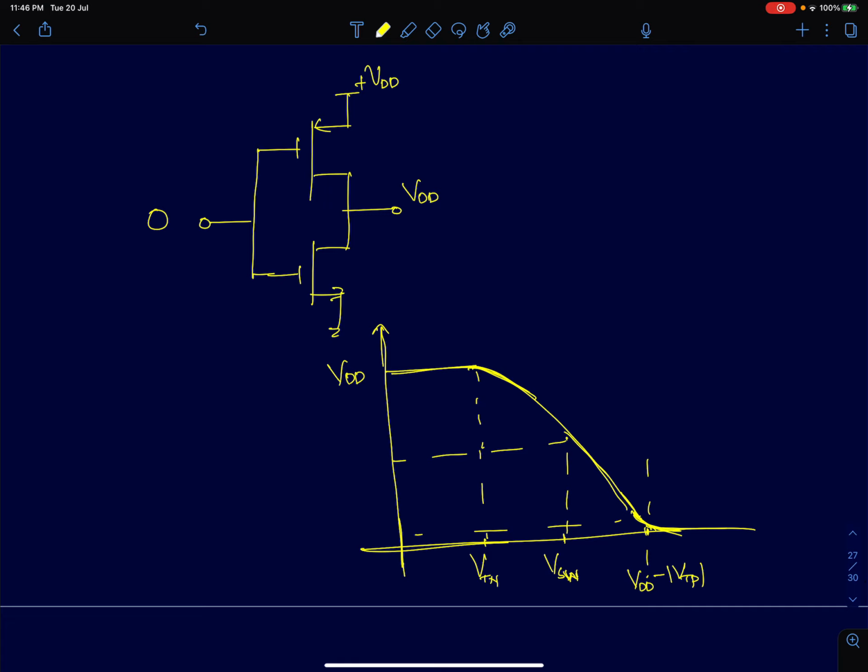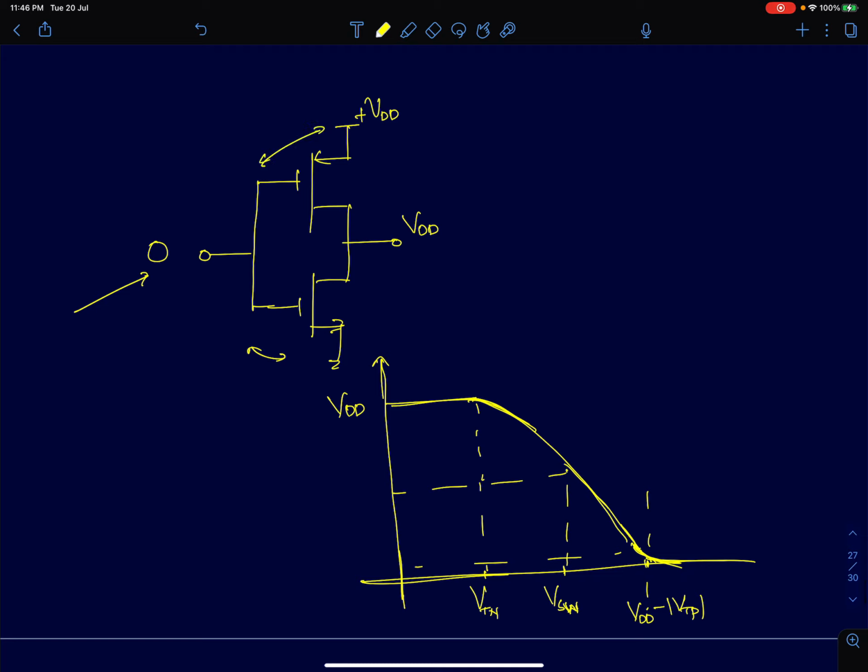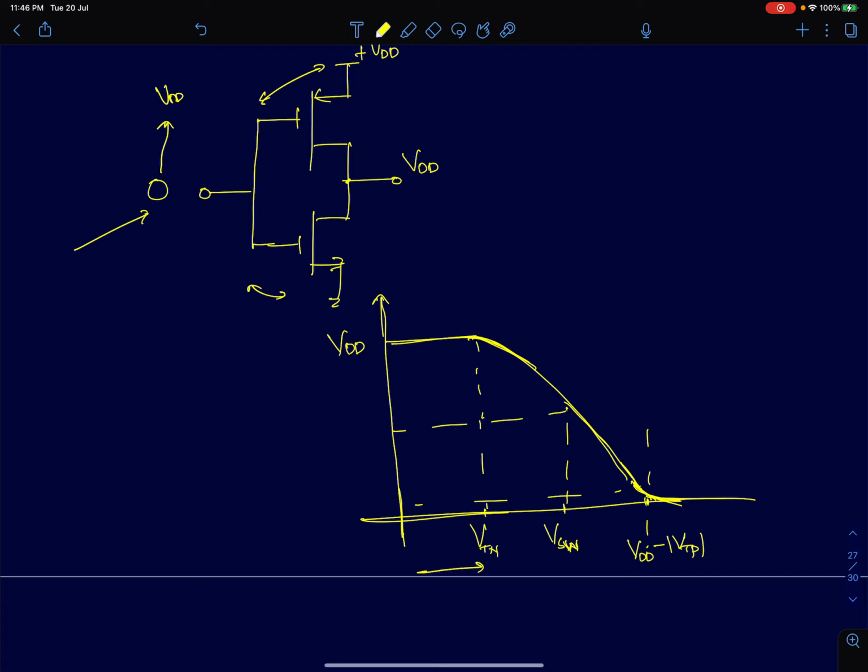So first, if I assume the input to be 0, the NMOS is cut off and only PMOS is on, so it's going to pull up this output node all the way to VDD. Now, if you slowly increase the input from 0 to VDD, the moment your input touches VTN, the NMOS will start conducting. The NMOS device will be in saturation region. The instant you cross VTN, NMOS will be in saturation. PMOS is in linear region or ohmic region because its VDS is very small. And NMOS will be in saturation.